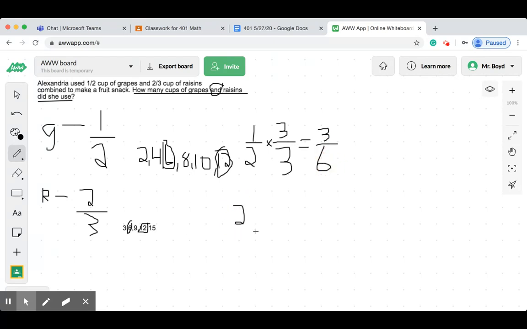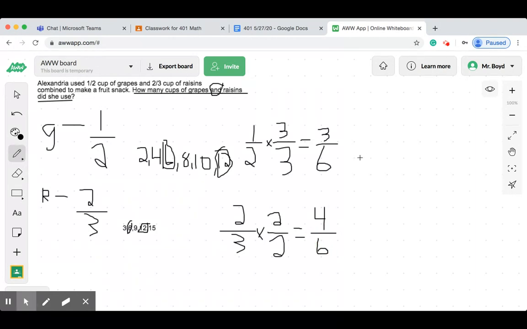And I'll do the same for 2/3. I want to make my denominator 6, so I have to multiply 3 by 2. So my denominator will be 6. And I will have to do the same thing on the top. So when I multiply, I will get 2 times 2 is 4. And 3 times 2 is 6.